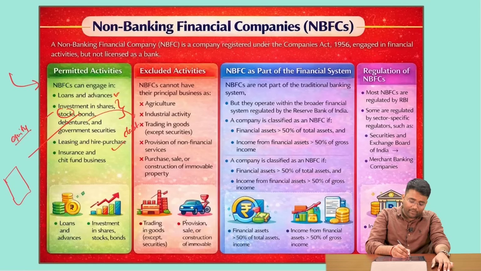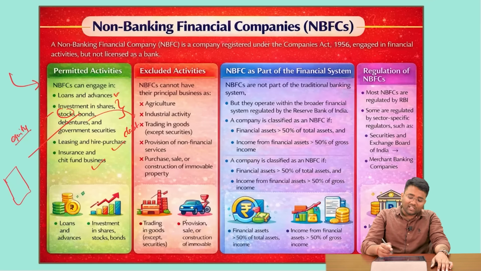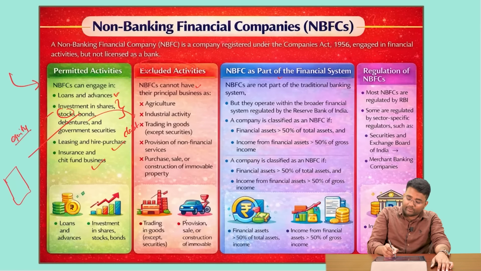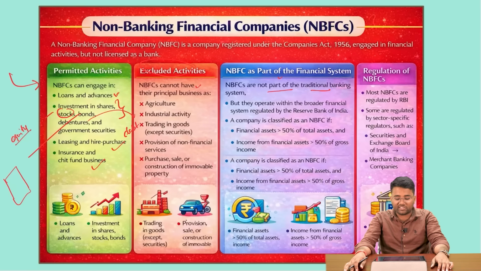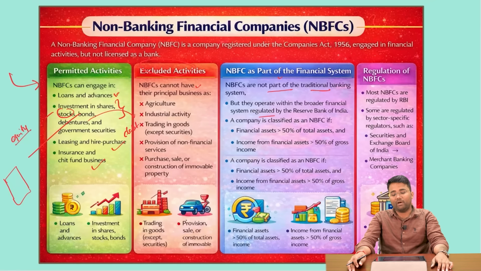Then leasing and hire purchasing, insurance and chit fund business, all these are activities that are permitted for the NBFCs. Some of the excluded activities are that they cannot have their principal business as agriculture, industrial activities, trading in goods except securities, provision of non-financial services, or purchase, sale or construction of immovable property. Also, NBFCs are not part of the traditional banking system, but they operate within the broader financial system that is regulated by the RBI.